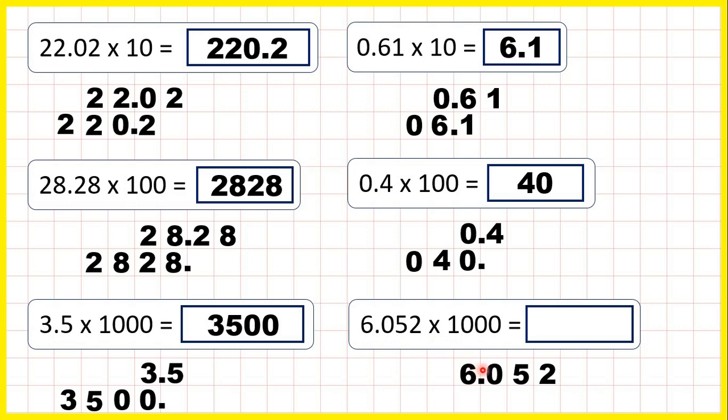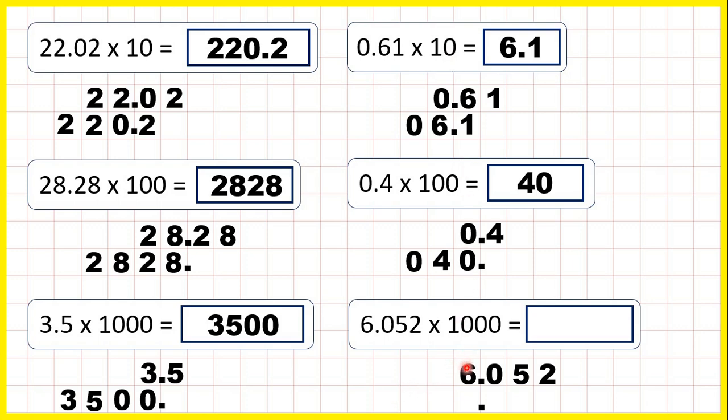Finally, we have 6.052, so we write the number out and copy down the decimal point. We're multiplying, so the number's getting bigger, which means digits are moving to the left. And we're multiplying by 1000, which has 3 zeros, so digits are moving 3 squares to the left. The way to think about multiplying by 1000 is that we're multiplying by 10, then by 10 again, and then by 10 for a third time, so that's why the digits move 3 squares.